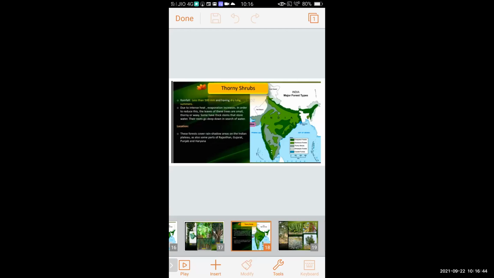And the location, this forest covers rain shadow areas on the Indian plateau, as well as some parts of Rajasthan, Gujarat, Punjab, and Haryana. As we all know, Rajasthan is a desert place. And in Gujarat, Punjab, and Haryana also, where the temperature is very high and rainfall is less, this type of forest is found.